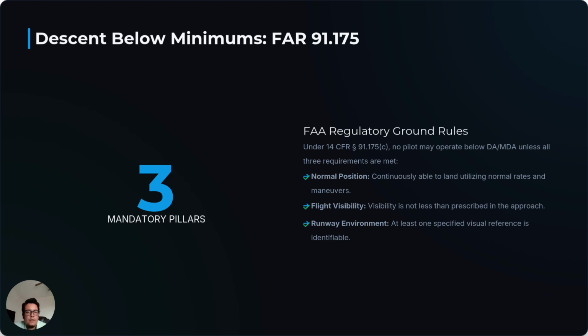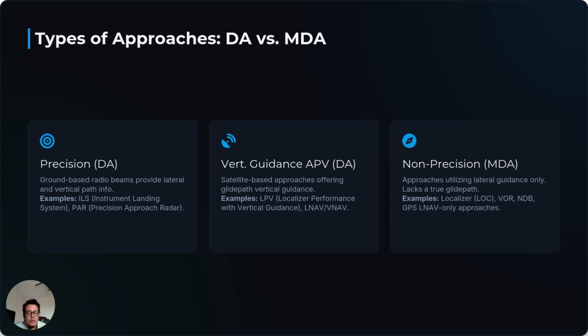Descent below minimums, 14 CFR 91.175. In a few words, no pilot may operate below DA unless all three requirements are met. First, a normal position, pretty much a normal stable descent. Second, the flight visibility established on the approach plate. And third, the runway environment, that we have at least one specified visual reference. I'm not going to go into detail of what that is, but it's pretty much any clue that the runway is inside.